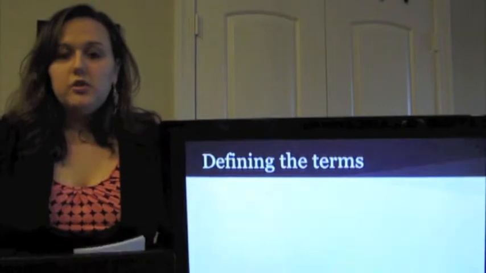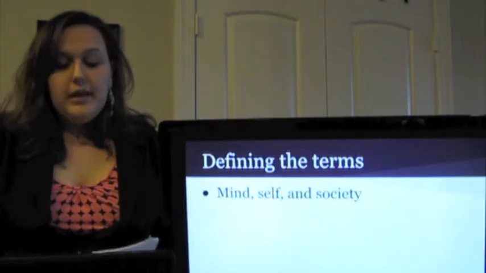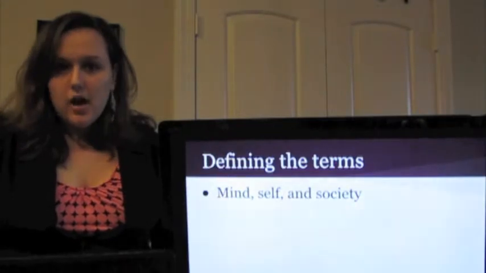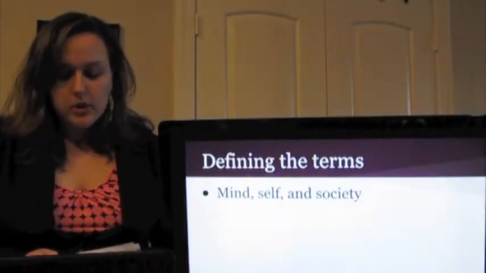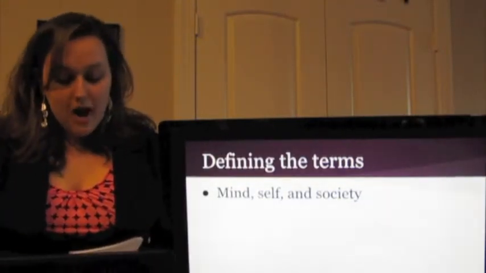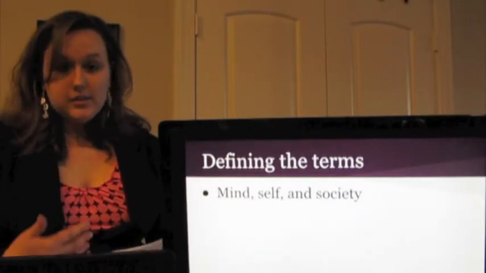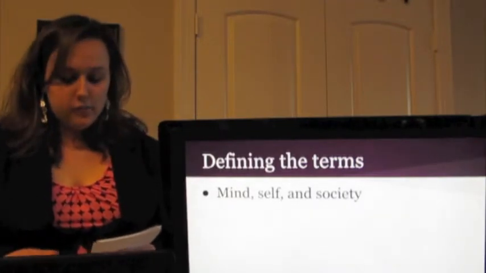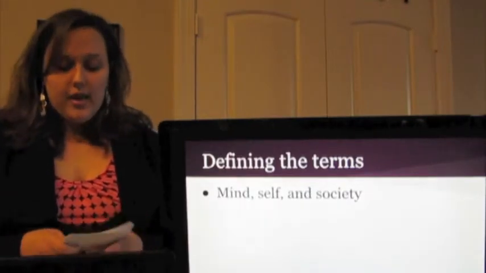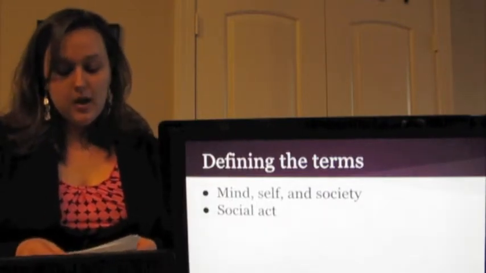To get started, I just want to define some of the terms that are foundational to this theory. First off are the concepts of mind, self, and society. These are the three basic concepts in the theory. To quote our textbook, Littlejohn and Foss, they defined mind as a process. It's the interaction you have with yourself. The self is who you are as a person, and then society arises from the interlinked conversations among individuals. So those three things are foundational to the theory of symbolic interactionism.